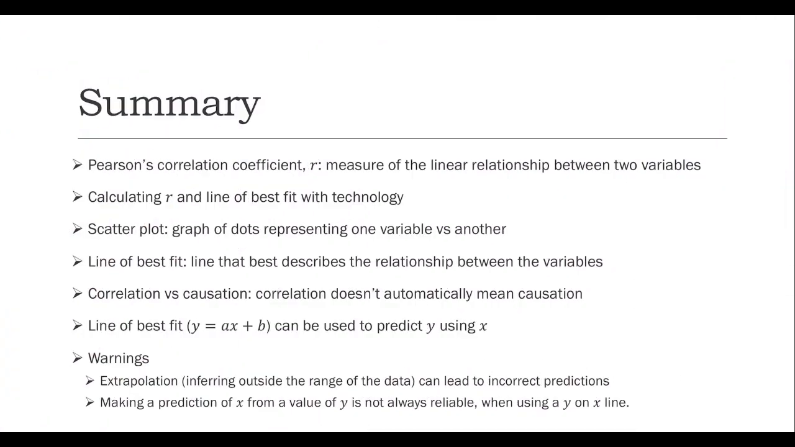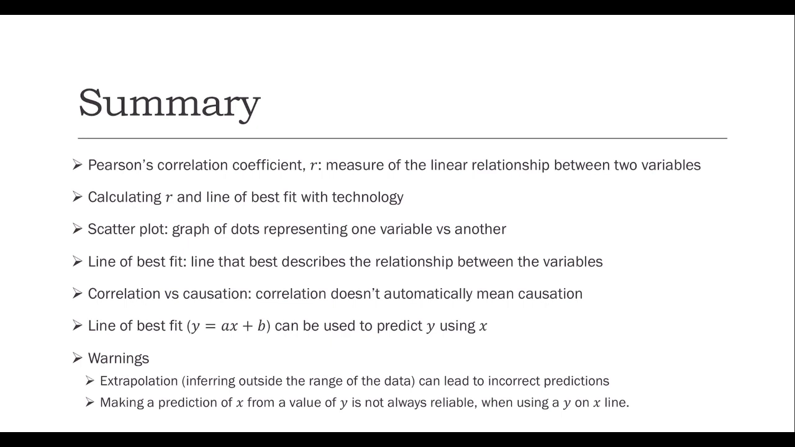So in summary, Pearson's correlation coefficient, R, measures the linear relationship between two variables. We learned about calculating R and the line of best fit with technology. A scatter plot is a graph of dots representing one variable versus another. A line of best fit is a line that describes the relationship between the variables. For correlation versus causation, correlation doesn't automatically mean causation. Our line of best fit, y equals ax plus b, can be used to predict y using x.